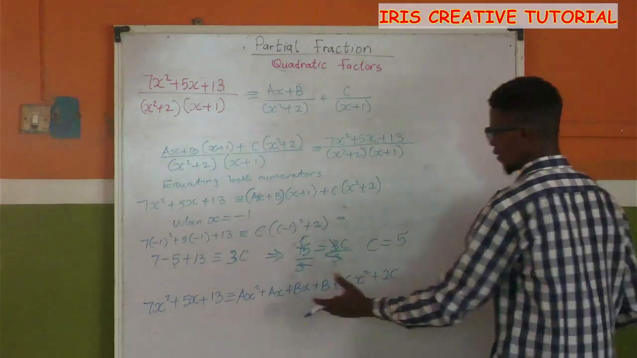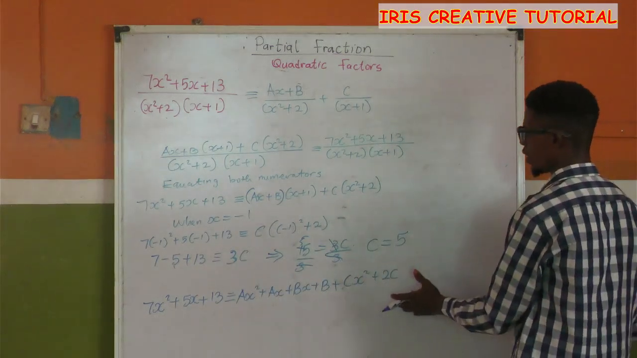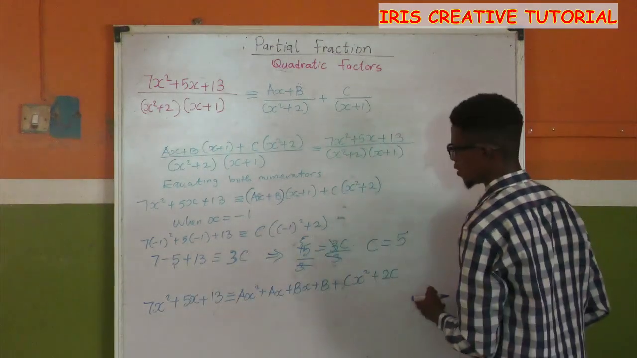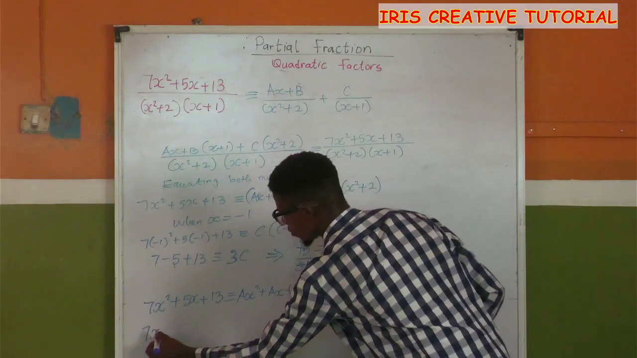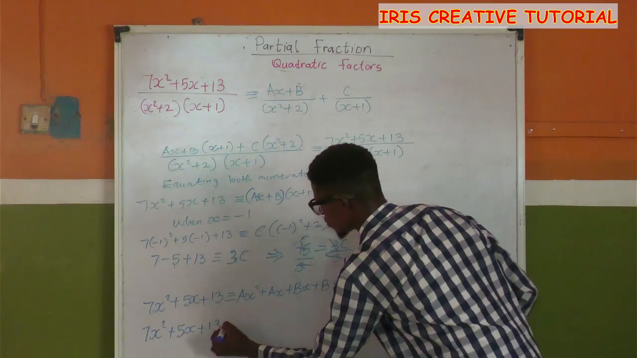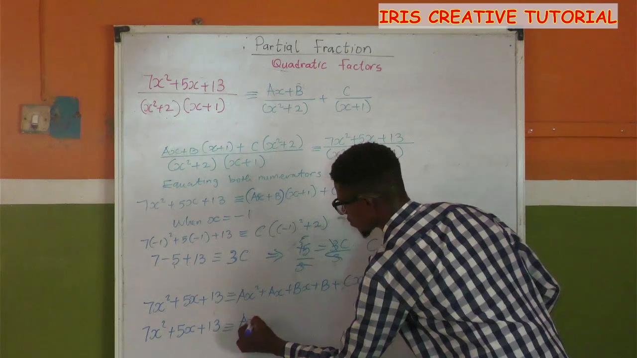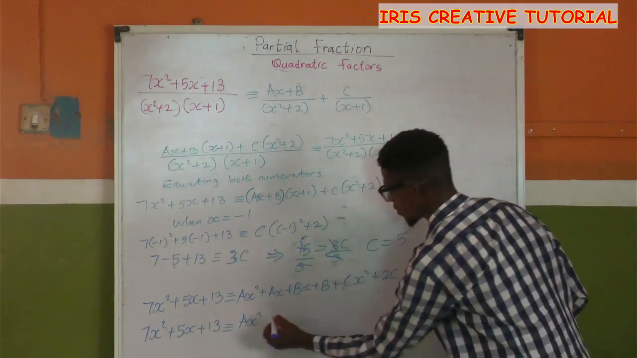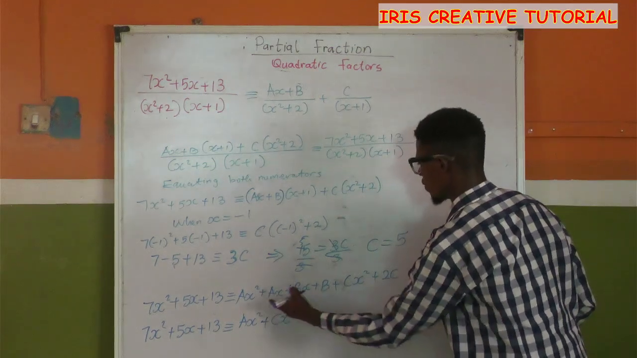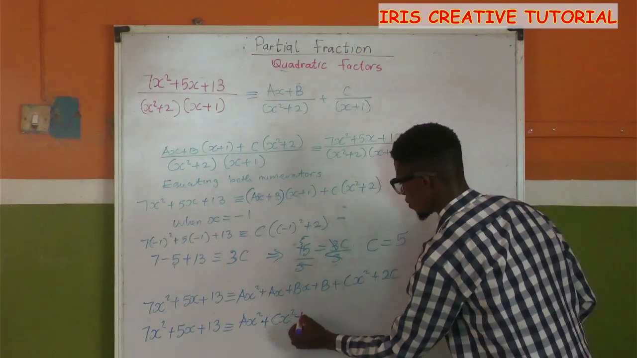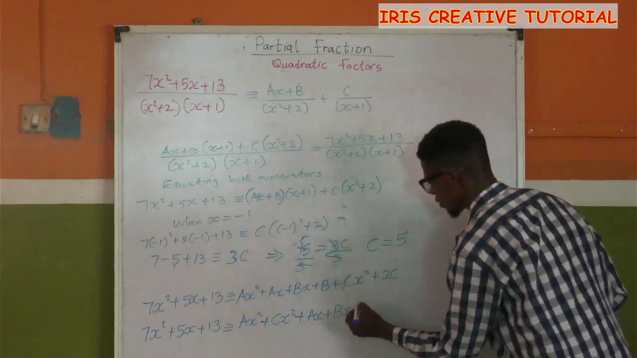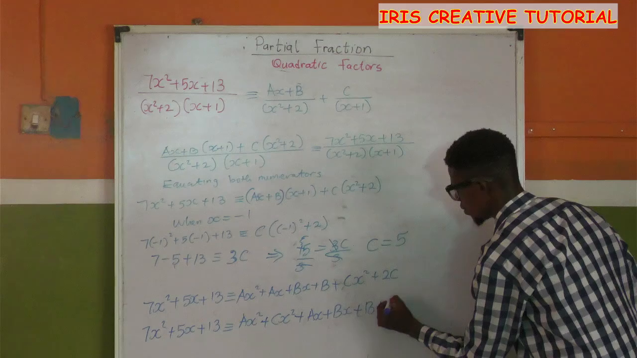Before I go on, I need to rearrange this side of the expression. Let's rearrange it, then we're going to move to the topmost part of the board to continue. So let's rewrite this expression again. So we have 7x squared plus 5x plus 13 is equivalent to ax squared, then we have cx squared, plus cx squared, right? Then we have ax and bx, so plus ax plus bx, and b and 2c, so say plus b plus 2c.